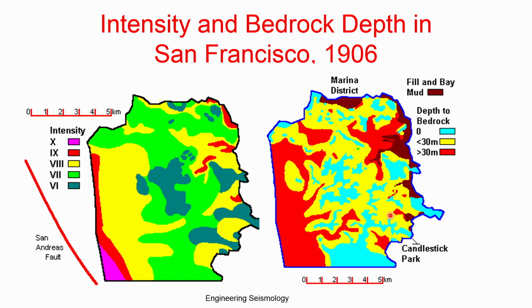This is a typical map. You can see this is a geology map which shows the depth of bedrock and its distribution in San Francisco. This is the intensity value observed. You can see there is a higher intensity value in places where there is more soil thickness.